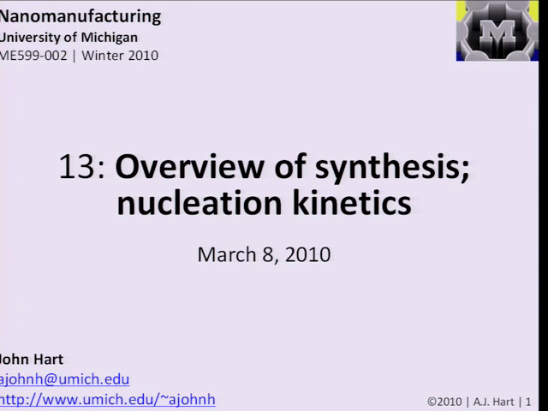Today we're going to start to talk about synthesis. Particularly, we'll have an overview of ways that nanostructures are made, and then we'll talk quantitatively about the kinetics of nucleation, or the first step to synthesis of small structures.